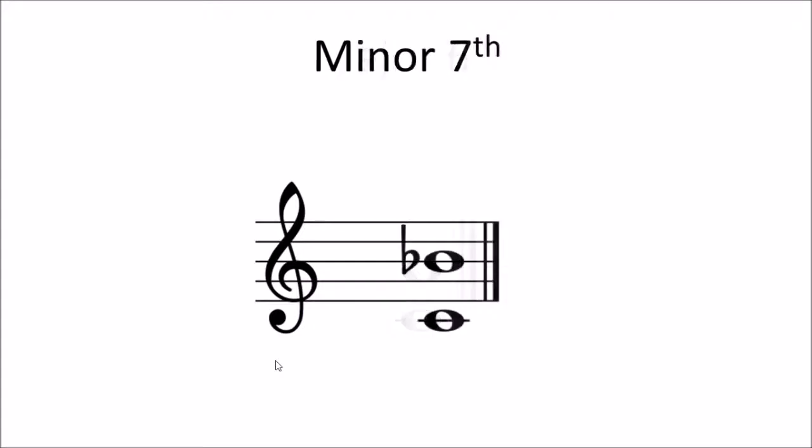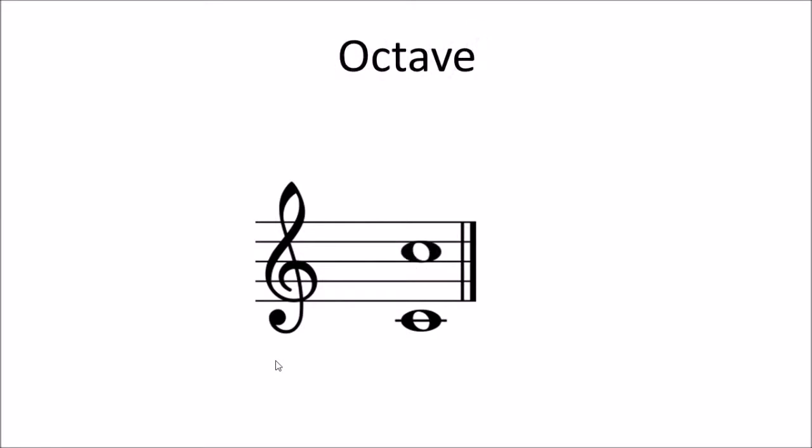The seventh is 3 lines or spaces above the root, depending on what the root is on. Here's the minor seventh, and then we have the major seventh. And then we finish out with the octave. It's going to be a minor third above the major sixth.